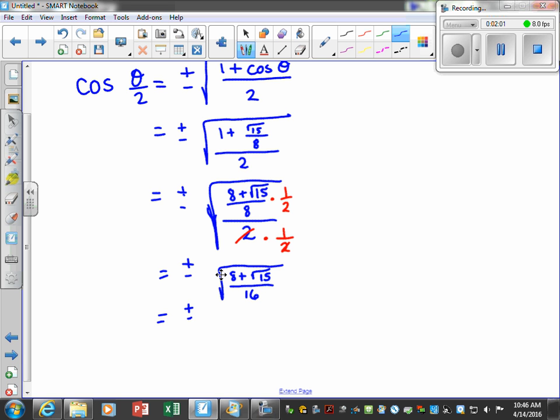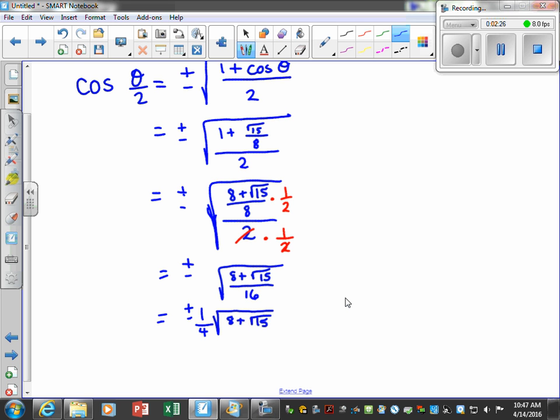Our next step was to simplify our radical. Well, the square root of 8 doesn't necessarily have a perfect square, so neither the square root of 15, so we leave these two alone, but the square root of 16 will simplify. So what's the square root of 16? 4, but remember, that's in the denominator, so my 4 is in the denominator, and I pull that out.